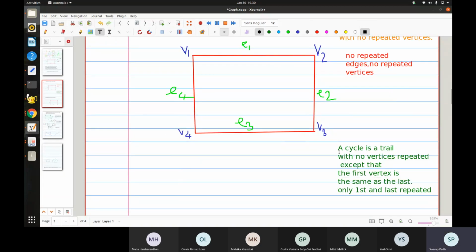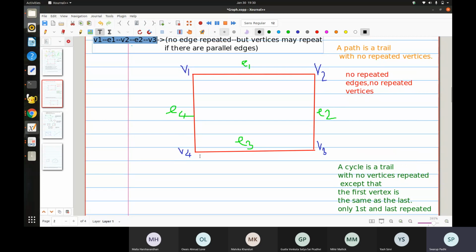A cycle. So a cycle is a trail with no vertices repeated except the first vertex is the same as the last. So a cycle here is going to be V1 through E1 to V2, through E2 to V3, through E3 to V4, through E4 to V1. So this is a cycle.